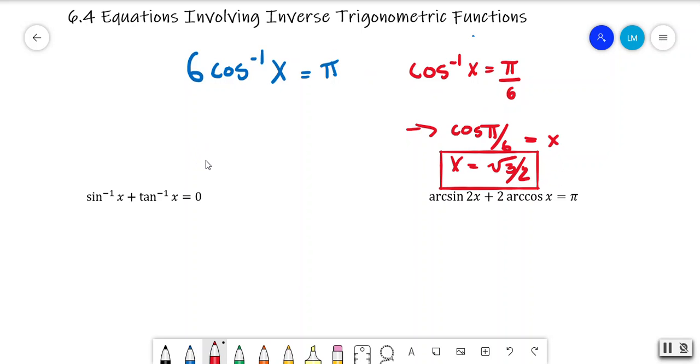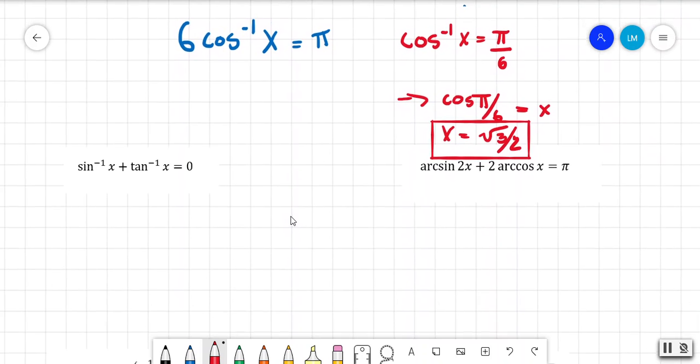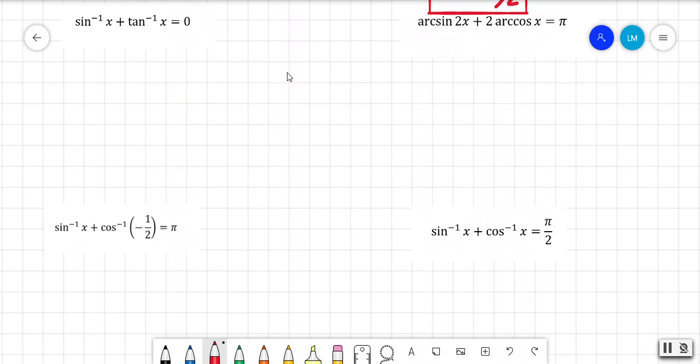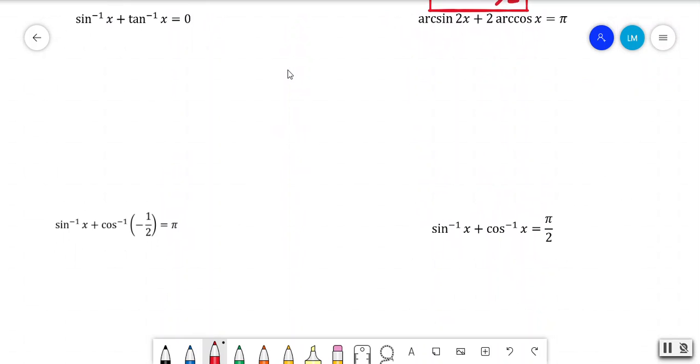It seems intuitive that if you want to solve for the value x, all you need to do is isolate the inverse function and then work from there. That's how these equations would be. So let's work out some of these equations. For example, let's say you have sine inverse of x plus tangent inverse of x equals 0.